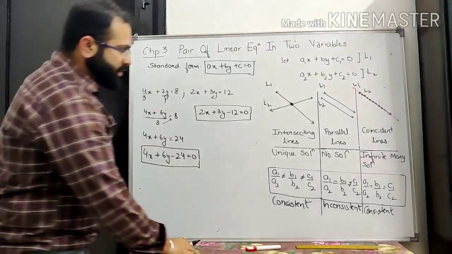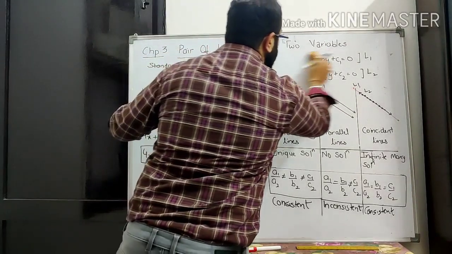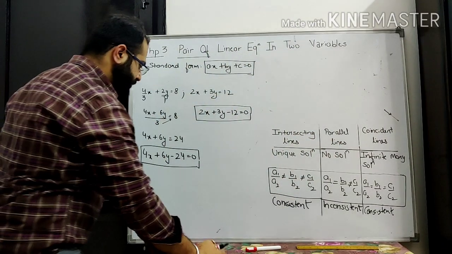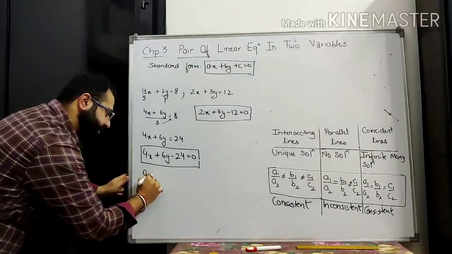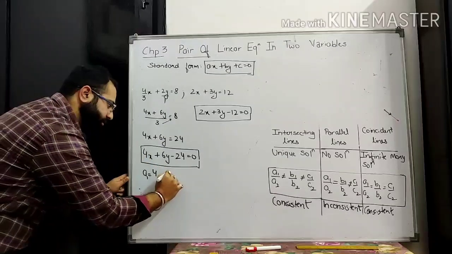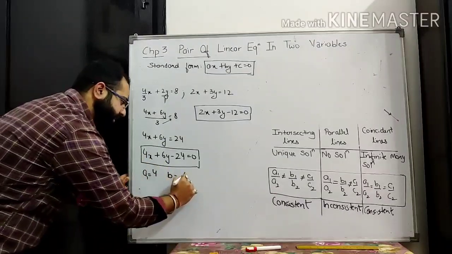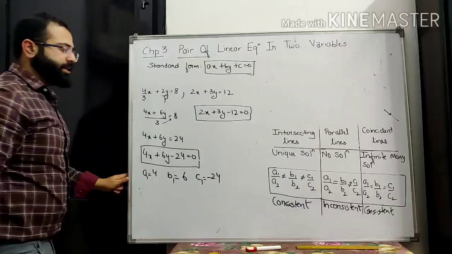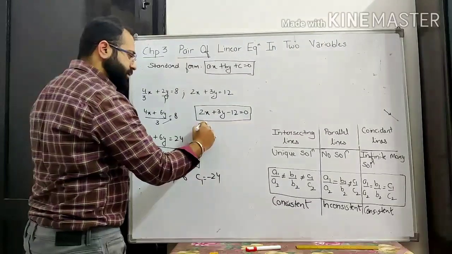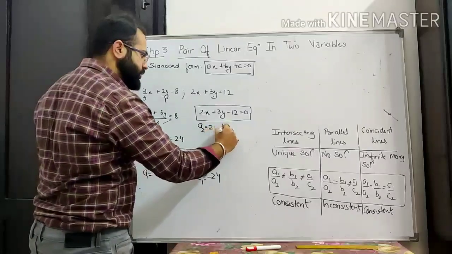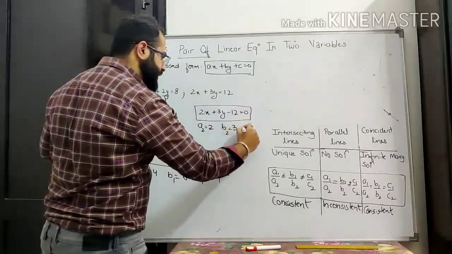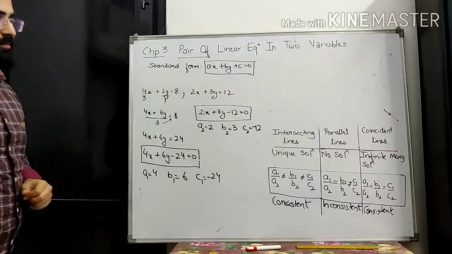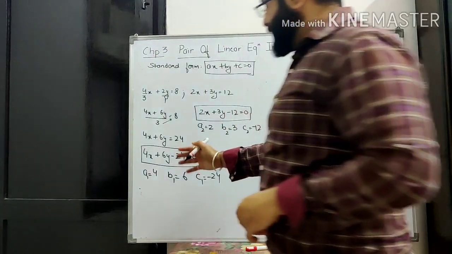Okay. So from the given equations, we need to know a1, a2, b1 and b2, the coefficients first of all. So from this we'll get a1, the coefficient of x, that is 4, b1 coefficient of y, that is 6, and c1 constant term, that is minus 24. In this equation, coefficient of x, a2 is 2, b2 is 3 and c2 is minus 12. So we know what we need to do now.